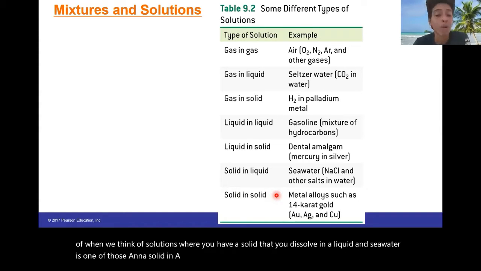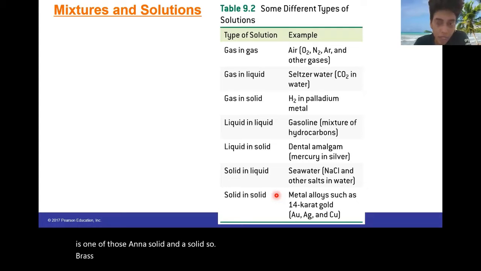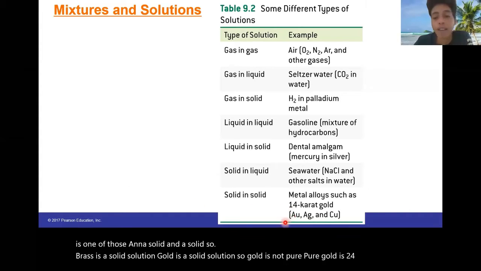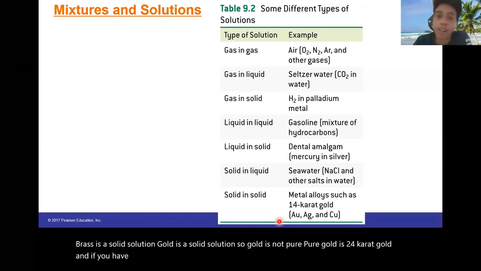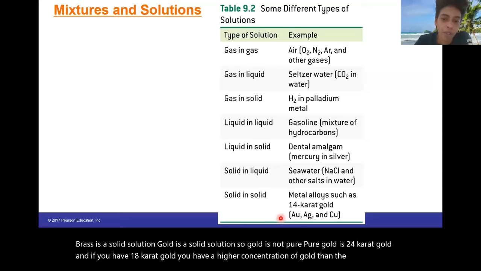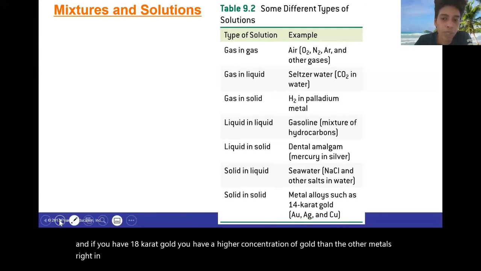So brass is a solid solution. Gold is a solid solution. So gold is not pure. Pure gold is 24 karat gold. And if you have 18 karat gold, you have a higher concentration of gold than the other metals, right? And 24 karat is 100% gold.